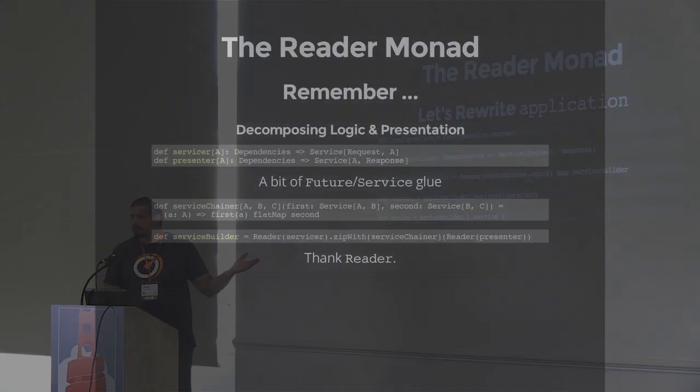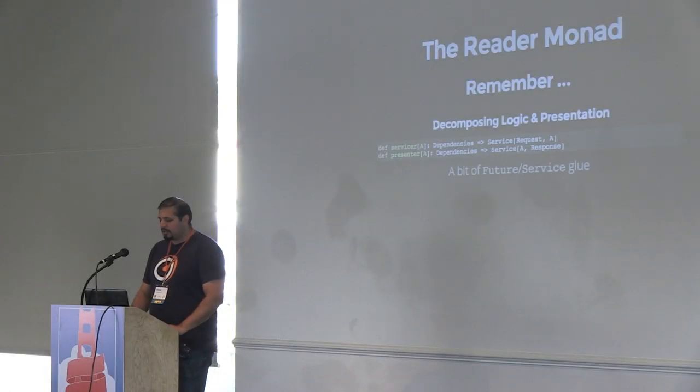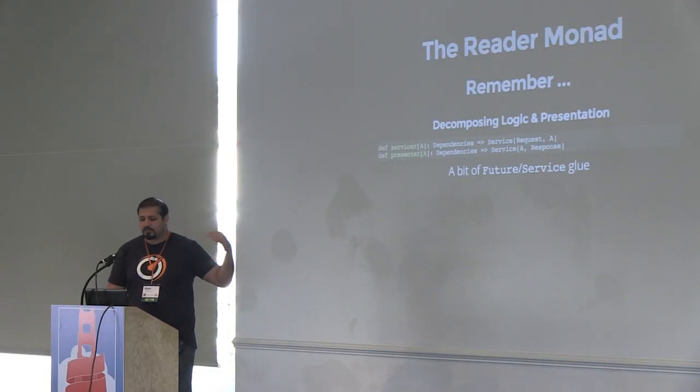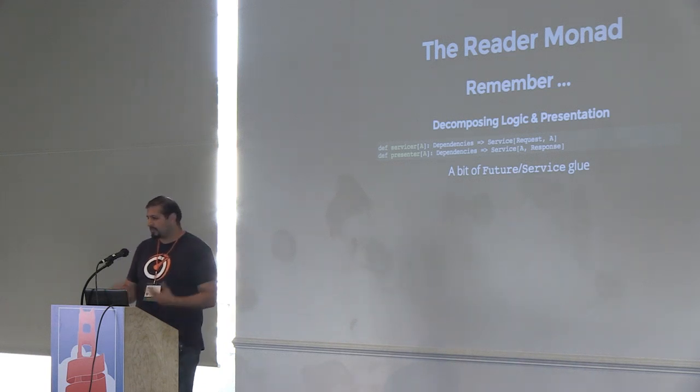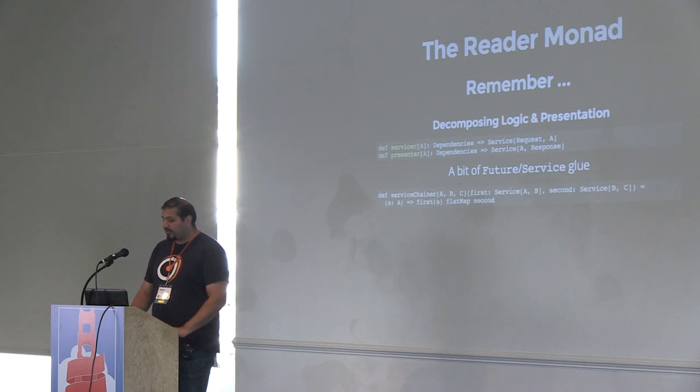So this is identical to the function, so why do I care? Well, what's cool is you can use this to further partition the logic as we had done before with the action. So I can take my servicer, which is the business logic, and my presenter, which is the presentation logic, and I can build them both as reader monads and then zip them together.